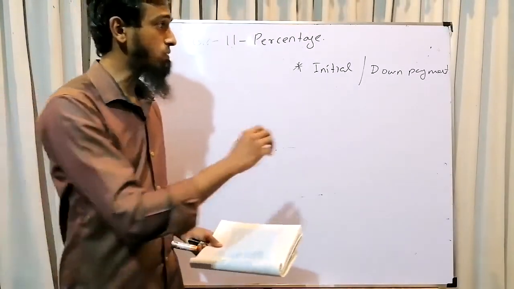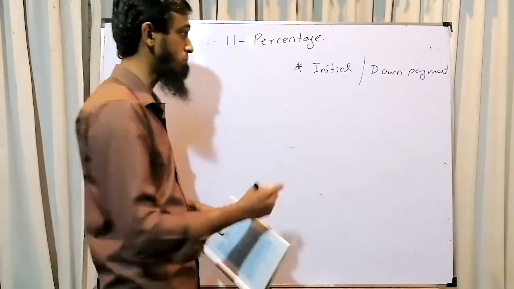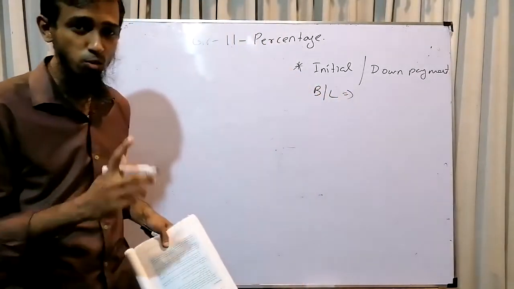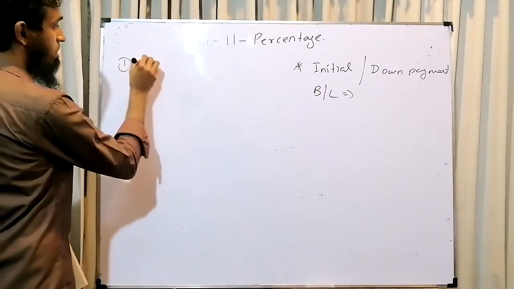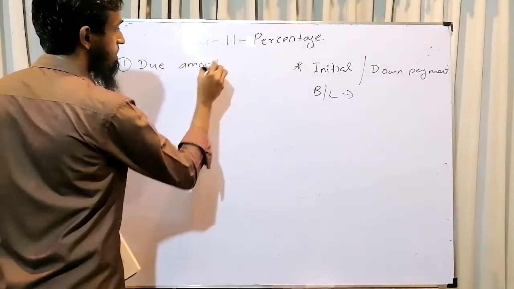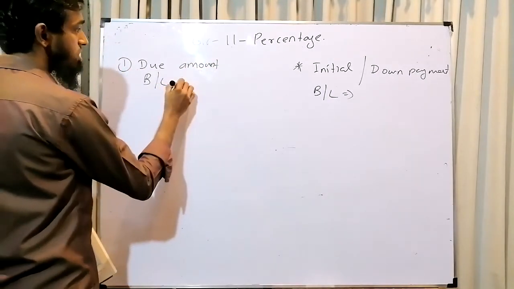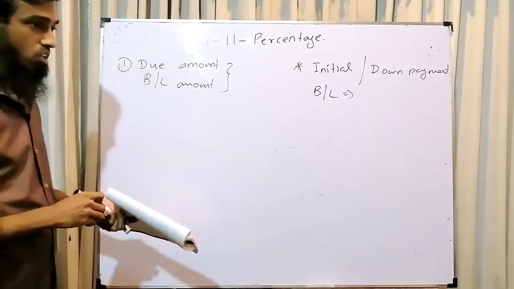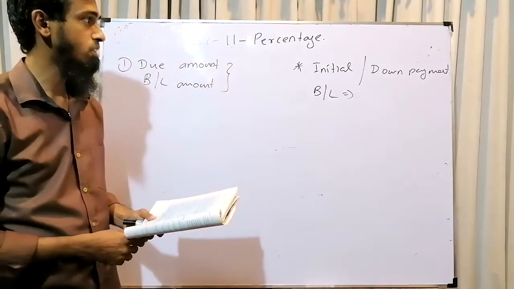Okay, so after the initial payment, after the down payment, we have the remaining amount, the balance amount. So that's the first point we are going to find: what is the due amount. For each and every question, the first point is the due amount, the remaining amount to be paid, or the balance amount to be paid. That is the first basic thing we usually need to find in the reducing loan balance.